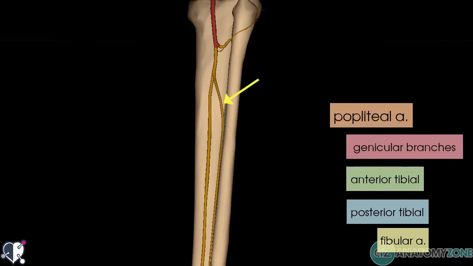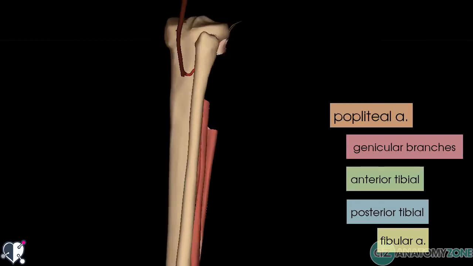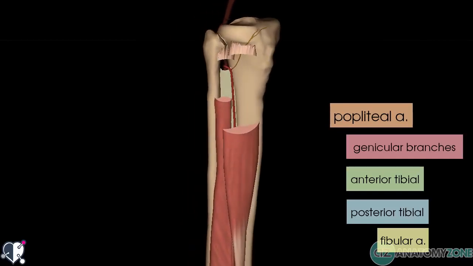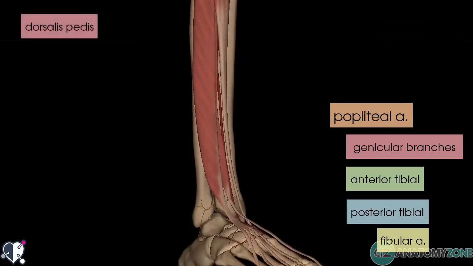The other branch of the popliteal artery is the anterior tibial artery. The anterior tibial artery passes into the anterior compartment of the leg through a gap in the interosseous membrane between the tibia and the fibula. It then descends down the leg, and at the foot, the anterior tibial artery becomes the dorsalis pedis artery.